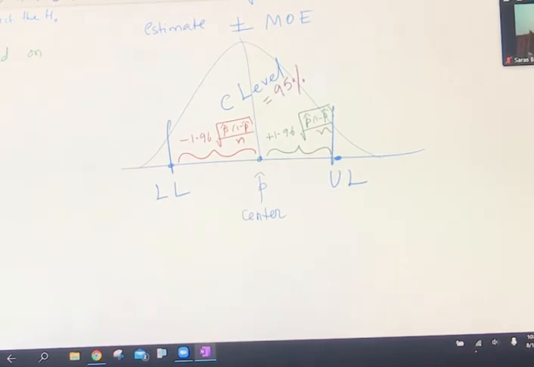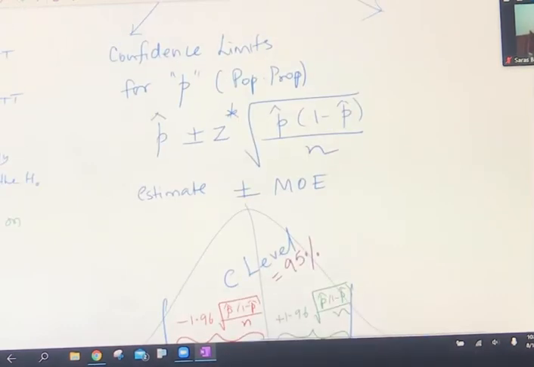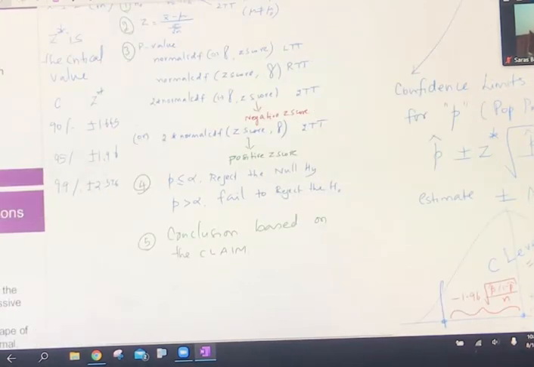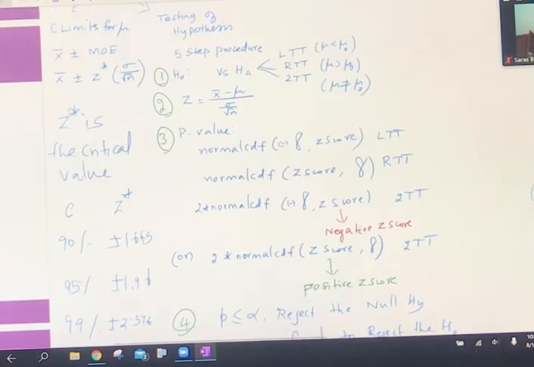So in general, I say the formula is p hat plus or minus z star times the square root of p hat 1 minus p hat over n. So this is the formula given to me, and that is similar to the formula that we have seen in chapter 14, which is x bar plus or minus z star sigma over square root of n.